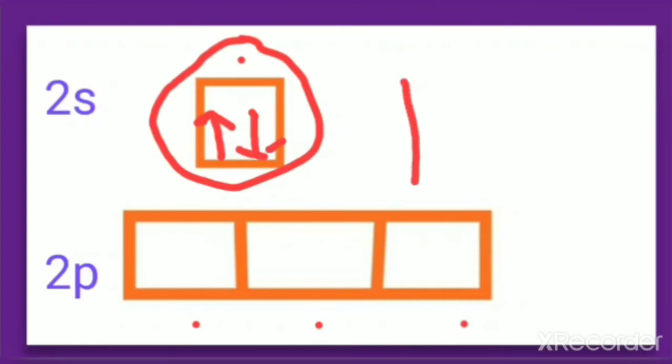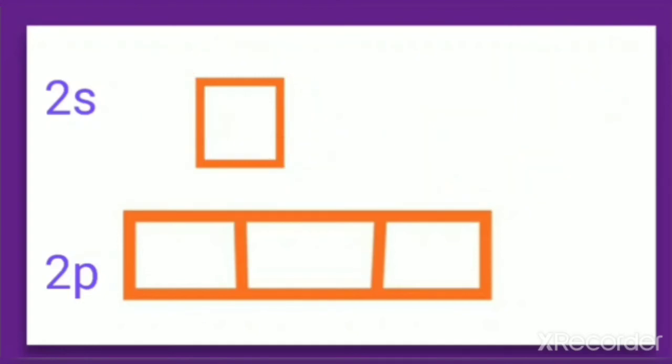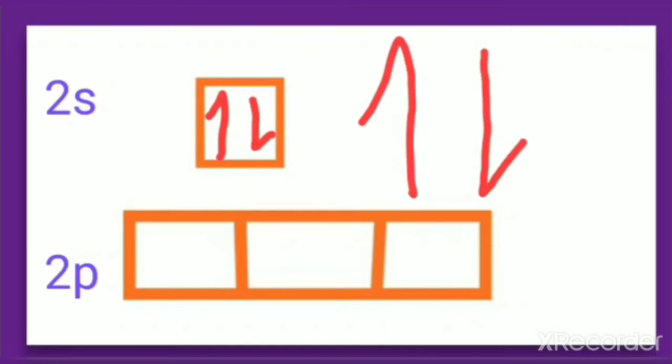Opposite spin means one is in the clockwise direction, which I represent by an upward arrow, and if I make a downward arrow, it shows that electron has an anti-clockwise spin. This is the way of representing electrons in the orbital; the arrow marks are nothing but the electrons. According to the second point of the Pauli exclusion principle, an orbital can accommodate a maximum of two electrons, one clockwise and the other anti-clockwise.